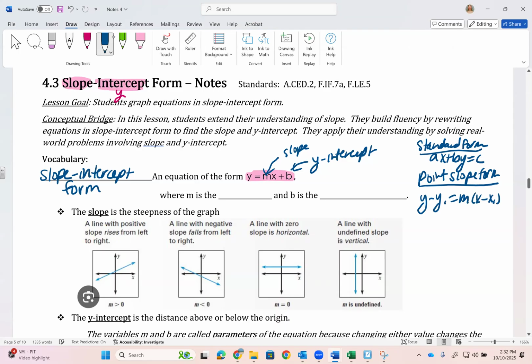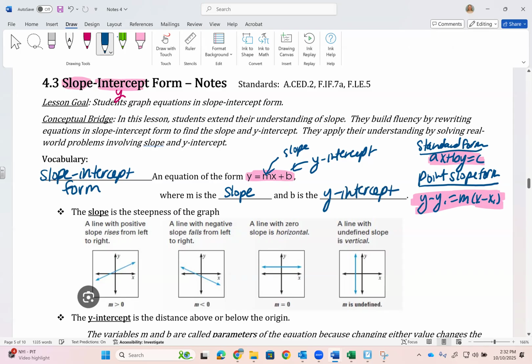So these are the three primary forms for the equation of a line: standard form, slope-intercept form, and point slope form. And we will use all three of those this year. The question is, when is best to use which one? Well, I will work with you on that to help you know which one is the best. So where m is the slope and b is the y-intercept.